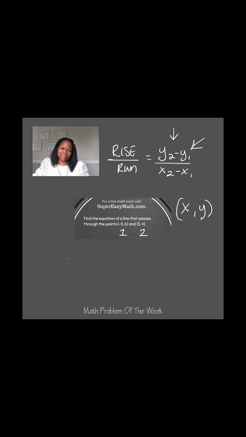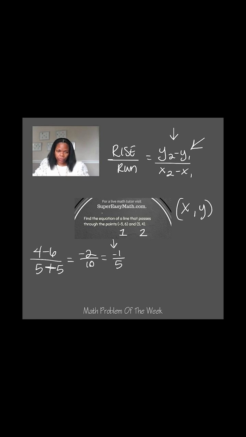So for me to plug in these two sets of numbers into this formula, it's going to look like this. 4 minus 6 over 5 minus -5, or you could turn that double negative into a positive, okay? Now you're going to solve that and you're going to get -2 over 10. Now I can simplify that down to -1/5. This is my slope value.